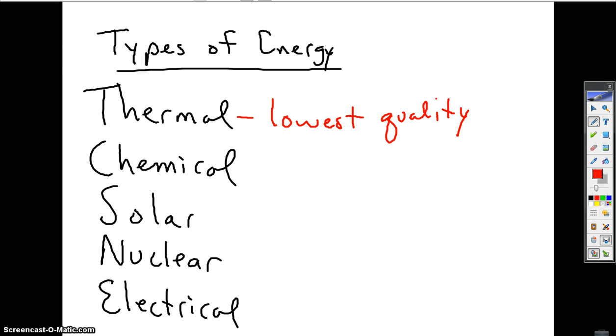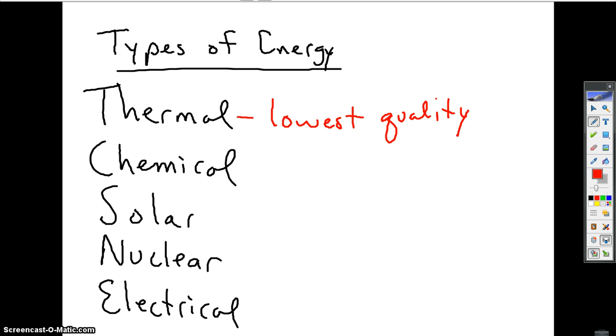There's also chemical energy. Chemical energy is like sugar. When you eat something, or with gasoline, it has the potential to release energy. There's also solar energy, you all know about solar panels and the sun, nuclear energy, and electrical energy.